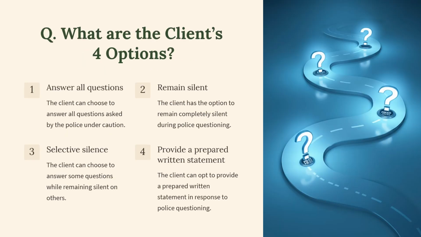So the question then is, what are the client's 4 options during a police interview? Well, there are 4 options, generally speaking. 1, answer all the questions. The client can choose to answer all the questions asked by the police under caution. 2, the client can remain silent. The client has the option to remain completely silent during police questions. The common way that this is phrased is when the client says no comment to the police questions. 3, selective silence. The client can choose to answer some questions while remaining silent on other questions.